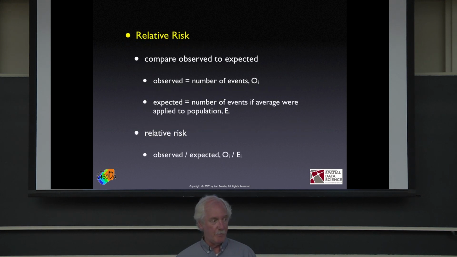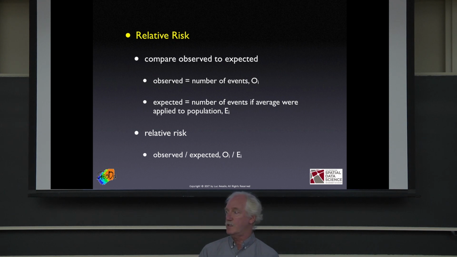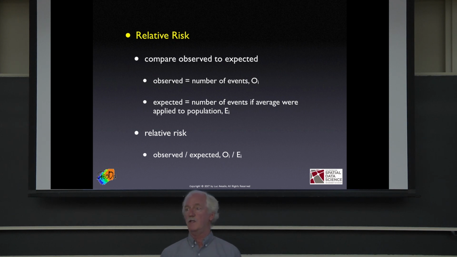So it's very simple. You have the observed events, then you take your population at risk, multiply that with the average risk, and that says, this is how many events would happen if the average rate would hold for us. If we have more, we're in trouble. If we have fewer, we're doing better, right?